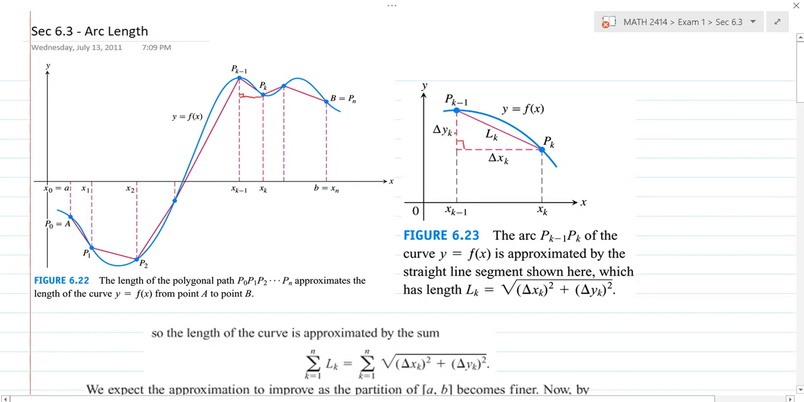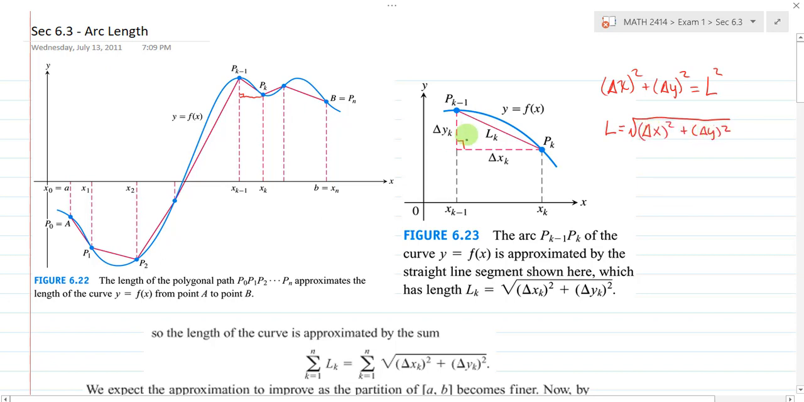So then using the Pythagorean theorem from the right triangle, we could say that delta x squared plus delta y squared is equal to the square of the length of that line segment right here. And if I wanted to solve this for L, I would just say that L is going to be equal to the square root of delta x squared plus delta y squared.